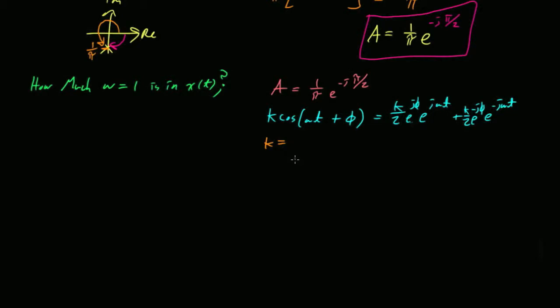Right? I take my magnitude, double it, and that should give me k. So if that's my magnitude, if I double it, I should get 2 over pi cosine, omega is 1, t, and my phase is minus pi over 2.